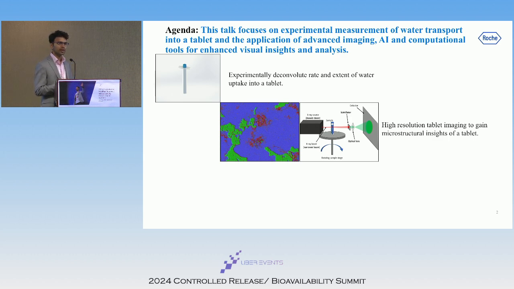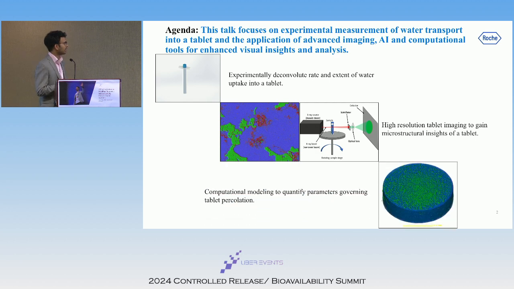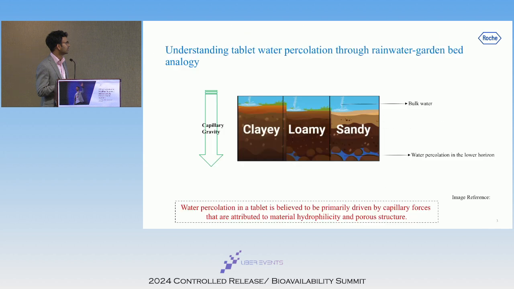And we do so using three different imaging tools, first being focused ion beam scanning electron microscopy, mosaic field view scanning electron microscopy, and 3D X-ray microscopy. And we do this with our collaboration with DGM, which is a company based out of Boston. And lastly, we use advanced computational and AI techniques to quantify parameters that govern water percolation behavior.